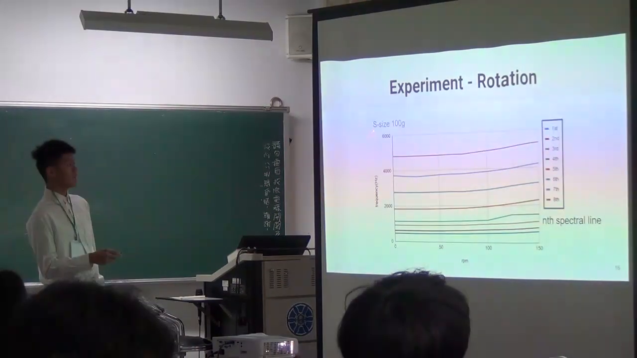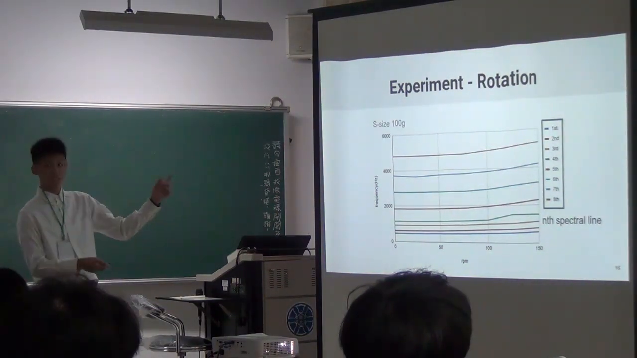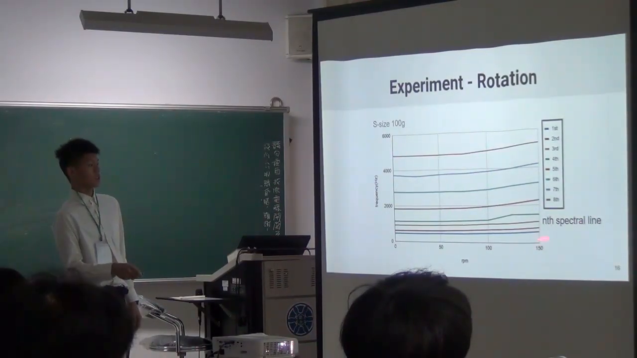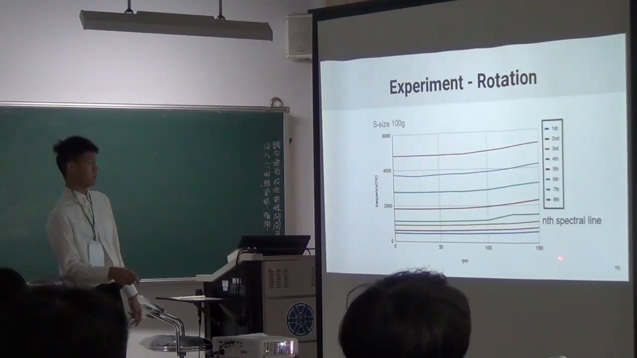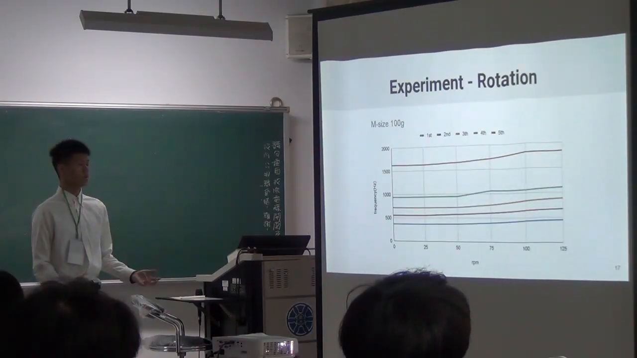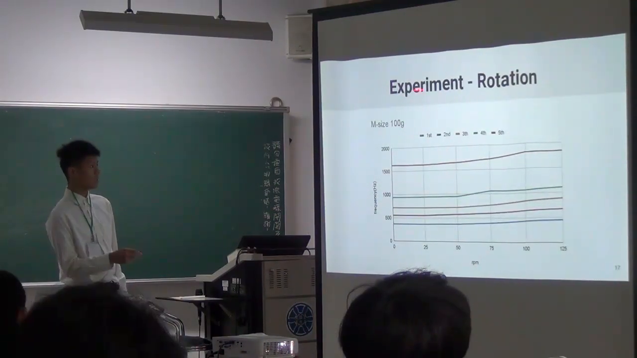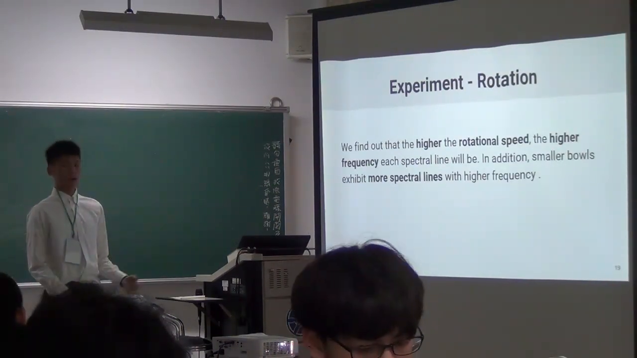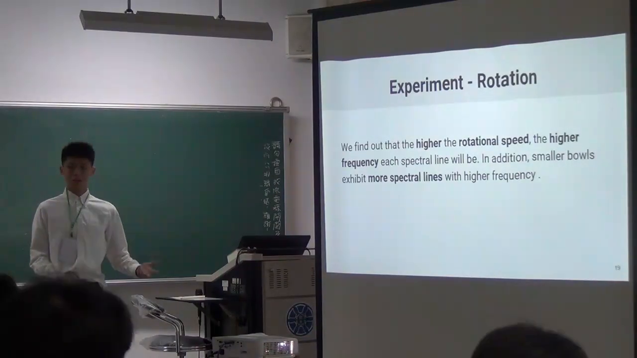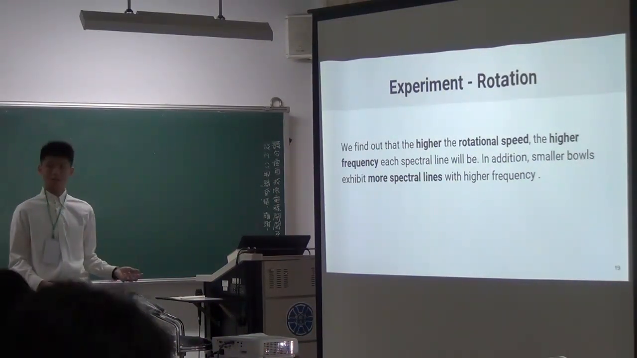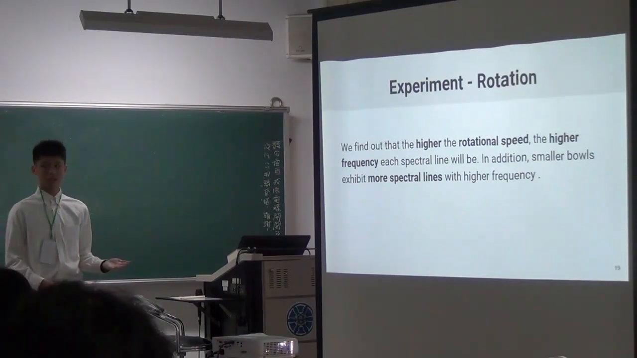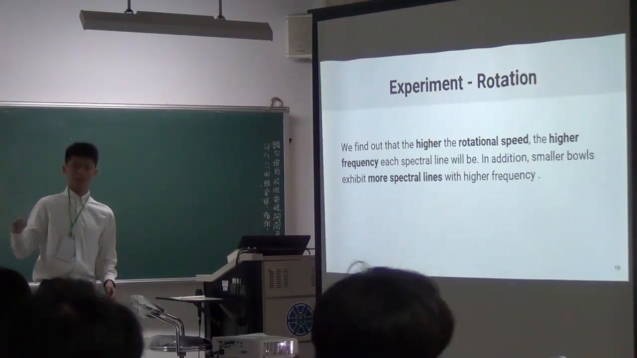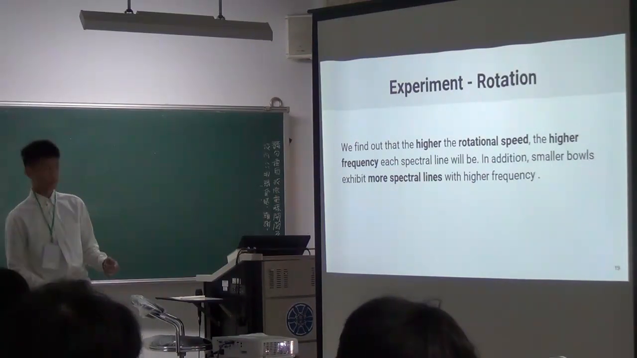So as you can see, for the S size bowl with 100 grams of water, every spectral line increases as the RPM increases. The same phenomenon can be observed in both the M size and the L size bowls. However, you can notice that I drew 8 spectral lines in the S size and only 5. That actually implies that larger bowls do not have higher peaks that exceed minus 48 dB.